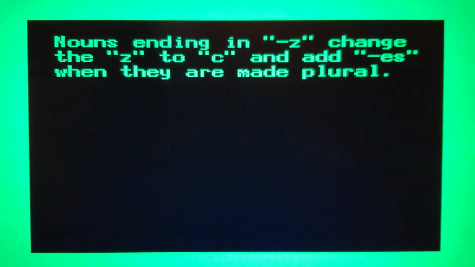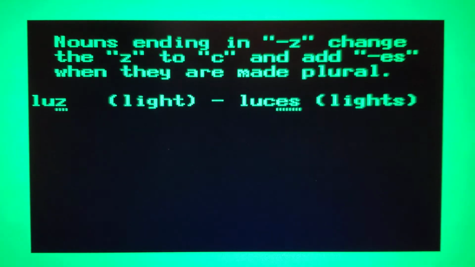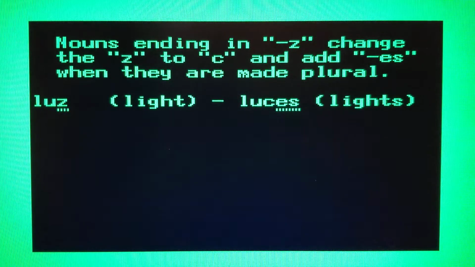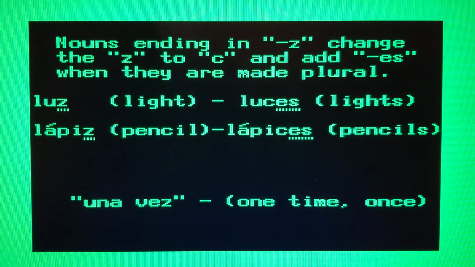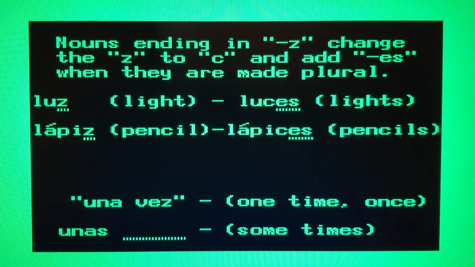Nouns ending in z change the z to c when they are made plural. Luz, luces. Lápiz, lápices. Una vez means one time, once. How do you say sometimes?